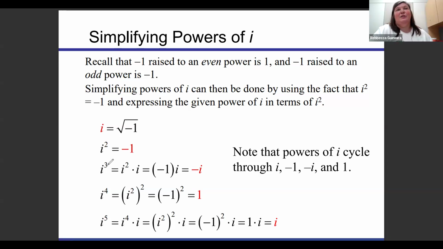So i cubed, it's just i squared times i. So it's going to be the negative 1 and then the i. So we get a negative i. i to the fourth, well, that's just i squared squared. So that is negative 1 squared. So that'd be a positive 1. If it's to the fifth, that's i to the fourth times i. And we just established that i to the fourth is just going to give me 1. So we're just going to get i back.